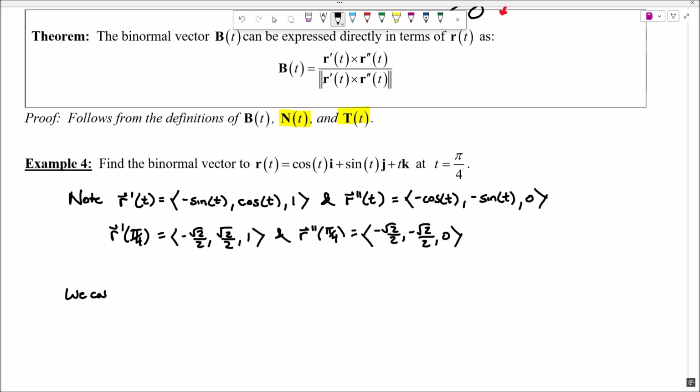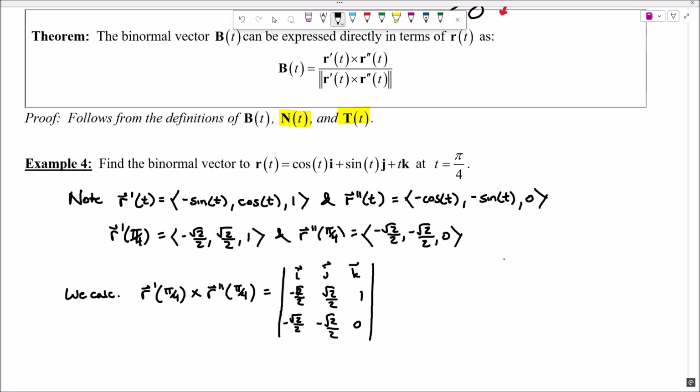So I'll state here, we calculate r prime of pi over 4 crossed with r double prime of pi over 4 is equal to. I'm going to go ahead here and set up this cross product. Okay, so I have negative square root of 2 over 2, positive square root of 2 over 2, 1, give myself a little more space here. All right, so if I calculate this out, let's see, what am I going to get here?